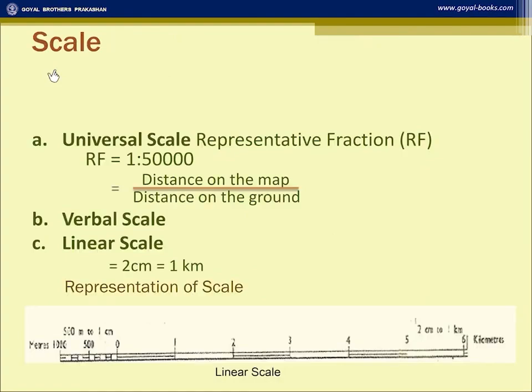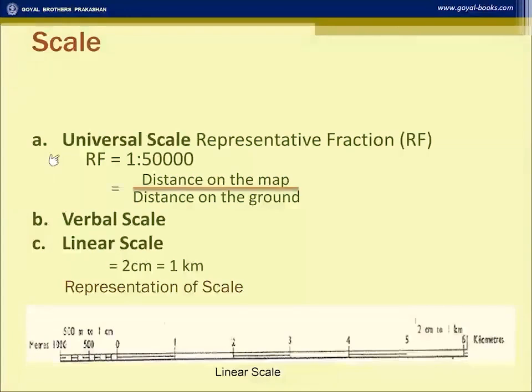Now we come to the scale. Scale is very important to measure distances or calculate the area. The universal scale is the representative fraction, which is given at the end of each of the survey sheets. 1:50,000. That means the distance on the map upon the distance on the ground. Now, this means 1 centimeter on the map represents 50,000 centimeters on the ground.